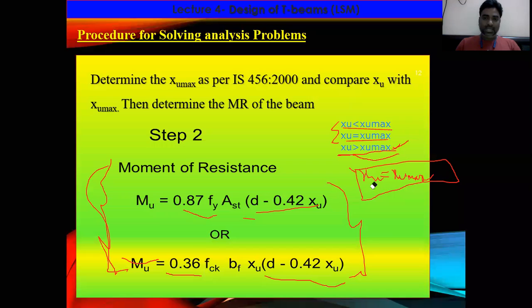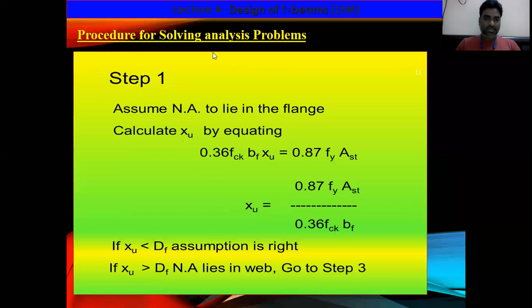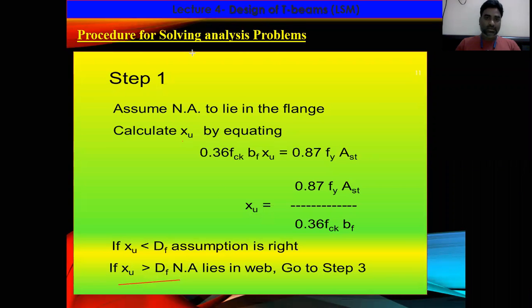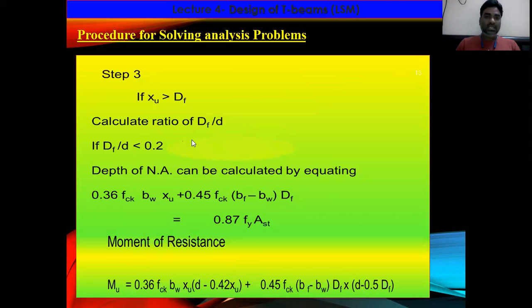Now coming to the another case, that is if the depth of neutral axis is within the web, that means if the depth of neutral axis is greater than df. As we discussed earlier, if xu is greater than df, the neutral axis is in the web. Again, there are two cases in this case: df by d is less than or equal to 0.2 and df by d is greater than 0.2.